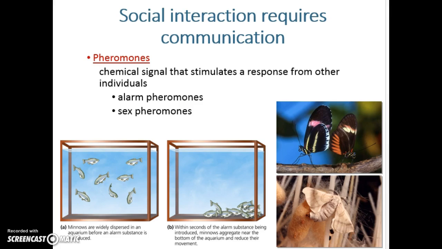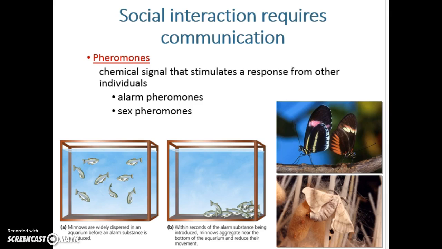Another type of communication, again, is the use of pheromones. So pheromones are a type of chemical released from one individual to another, and it can be used actually in 2 different ways, both in sexual reproduction, in attracting a mate, but also in communicating alarm or danger.